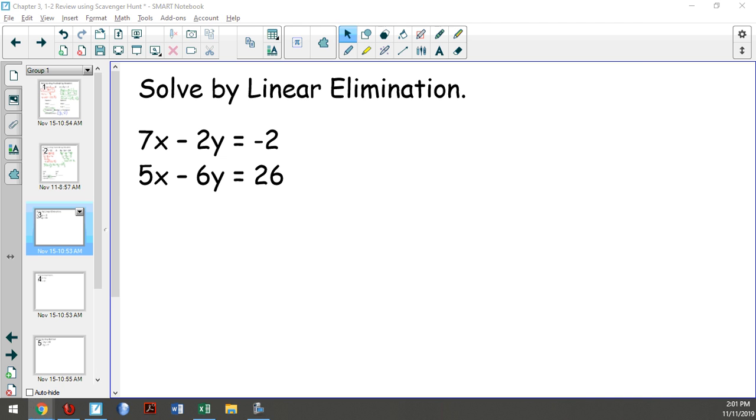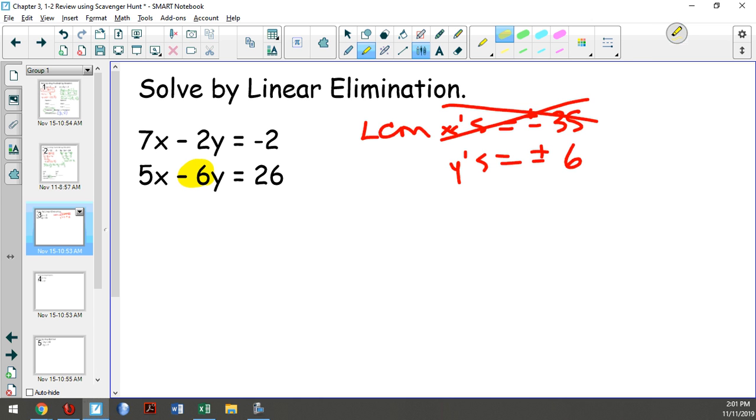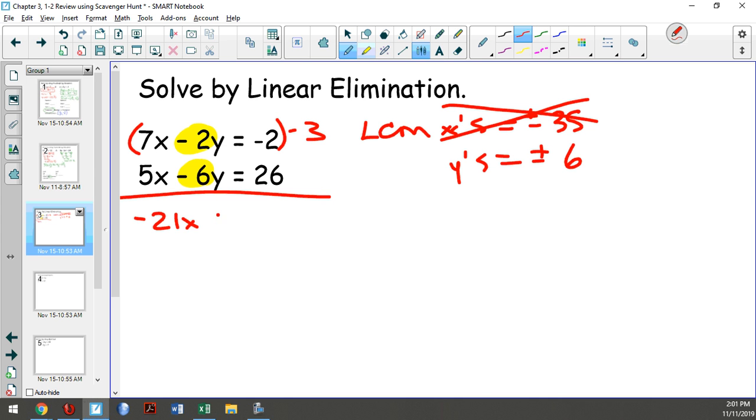Okay, I'm going to go ahead and start. Are they lined up? They're lined up, so therefore I need to find my LCM. What is my LCM of my X's? Plus or minus 35. How about my Y's? Plus or minus 6. Which one's easier? The 6. So I'm not going to do X, I'm going to do Y. So I already have a negative 6 here, but I have to change the negative 2 into a positive 6. So what am I going to multiply that by? Negative 3. So this gives me a negative 21x plus a 6y is equal to a 6.